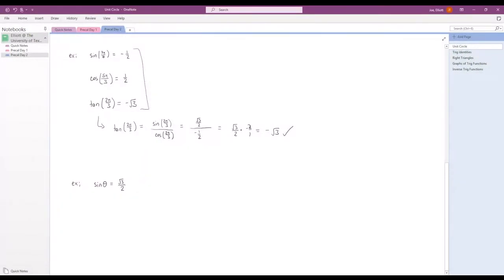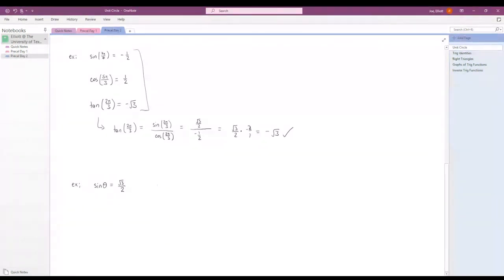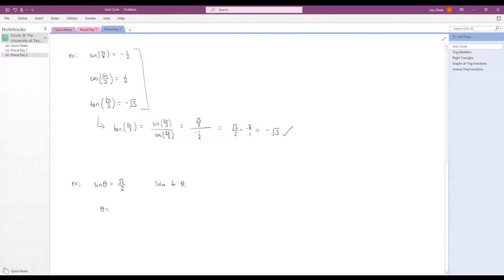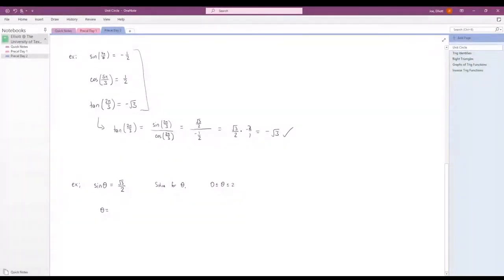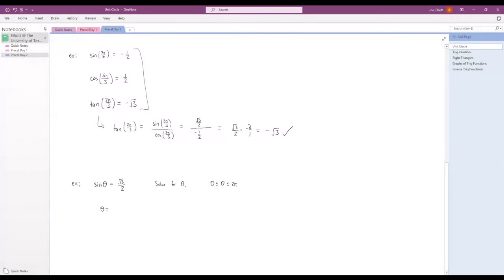So let's say I have this equation, sine of theta equals root 3 over 2, and we're trying to solve for theta. Just for simplicity, let's restrict ourselves to an angle between 0 and 2 pi. Okay, so for an equation like this where we're trying to solve for theta, there's not that much work for us to do. We just need to know the answer almost. So maybe who can tell me what the answers are?